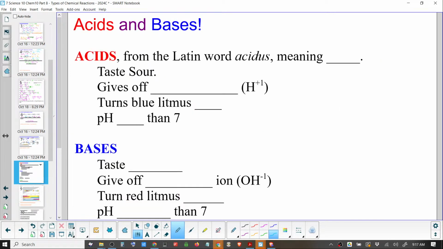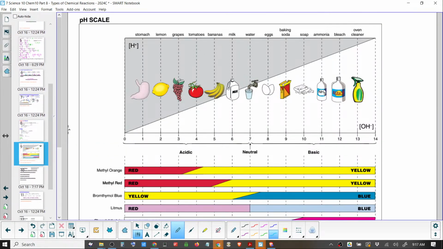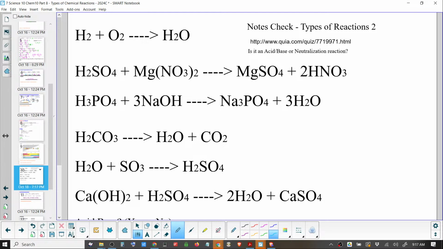Now, there's a lot to hear about acids and bases. We're going to skip that because I'm going to do that as a lab later, after the cross-grade. There's one more type we're going to do, but before we do that, I want you to just check. Is this a neutralization? So you just say yes or no.